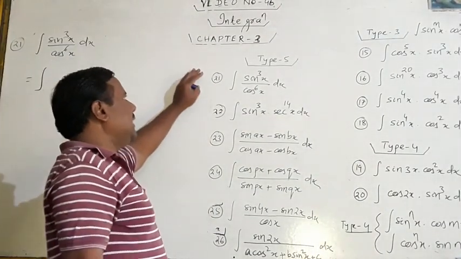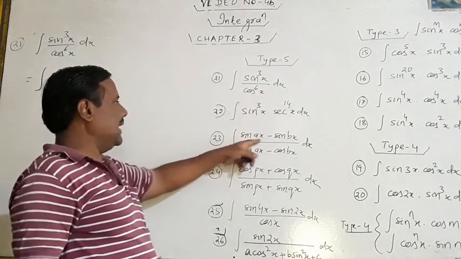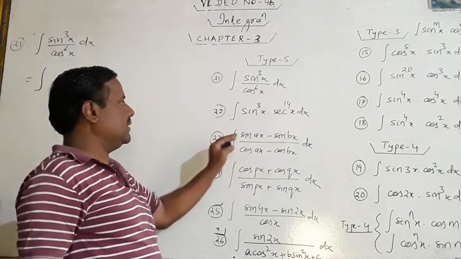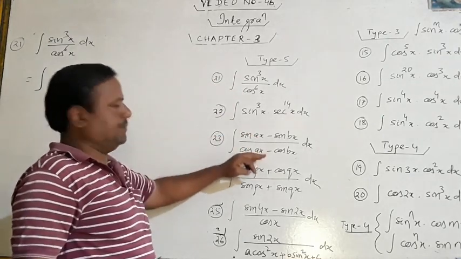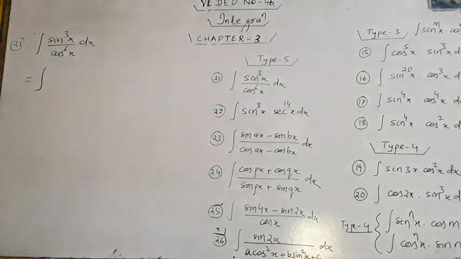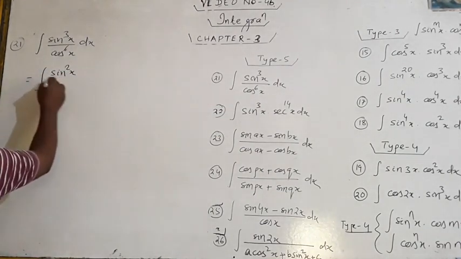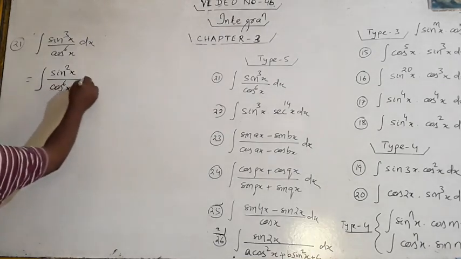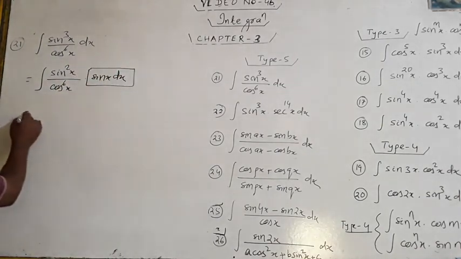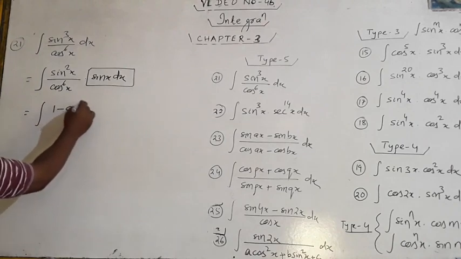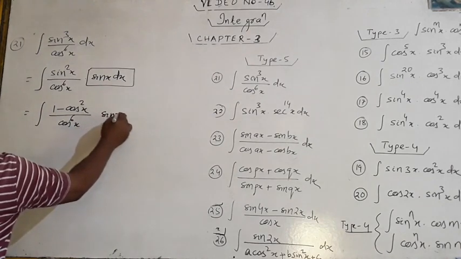I have told you the type 5 is either sin of power m by cos of power n or sin angle by cos angle, everything, in division form, power division or angle division. Look at here. It is power division. Break the odd. That is sin square x by cos 6 into sin x. When it is sin x, convert everything to cos. It becomes 1 minus cos square x by cos 6x sin x dx.